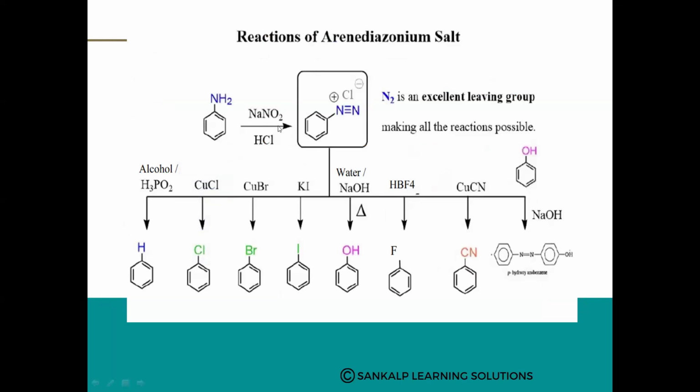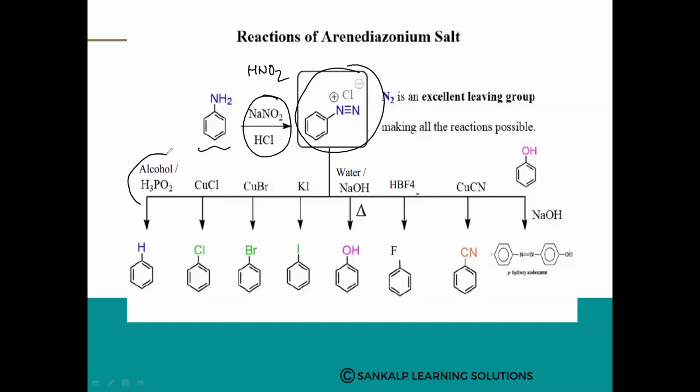By using this nitrous acid, here you can see this is aniline. We are treating it with NaNO2 in the presence of HCl. What am I going to get? Nitrous acid. This nitrous acid, when it reacts with aniline, gives benzene diazonium salt. So this benzene diazonium salt is possible with these reactions.